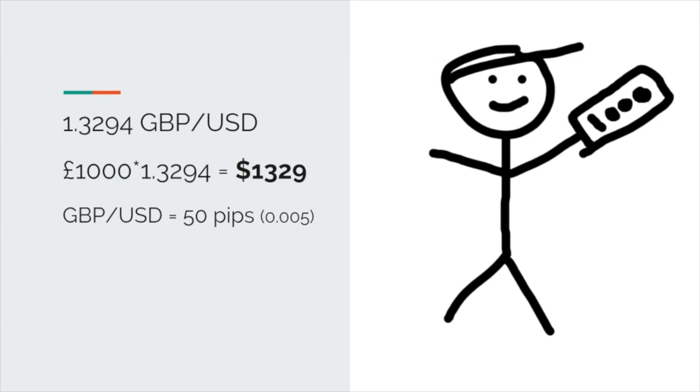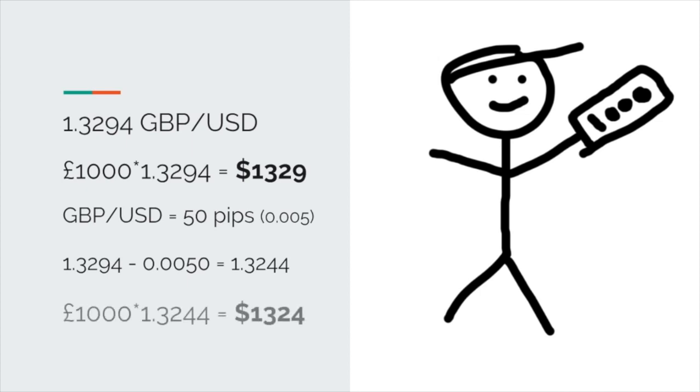If you want to learn more about what a pip is, check out the link in the description, but all you have to know is that 1 pip in pound to US dollar or euro to US dollar conversion is 0.0001. We take the conversion rate and subtract 50 pips. So in this case, you see the calculation on your screen. This means after the fees, you would have $1,324, which means roughly $5 went to fees.